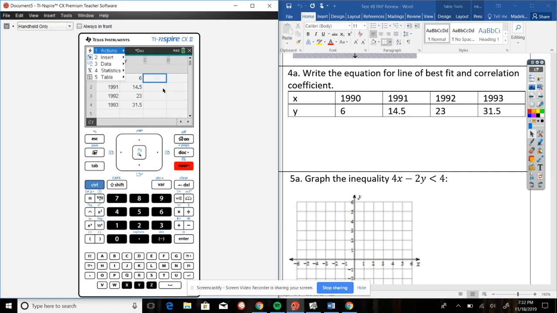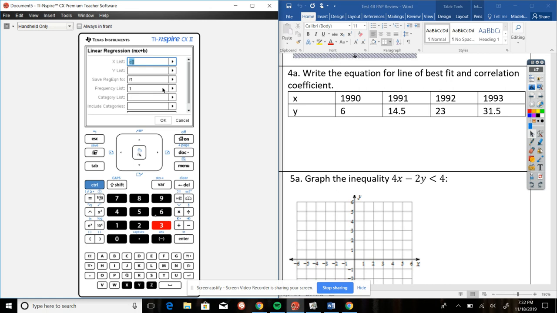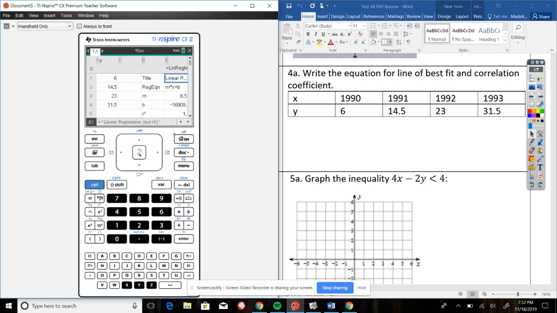And this is where we hit menu, 4 for statistics, 1 for stat calculations, 3 for linear regression. So menu 413. We put X in X list, Y in Y list, and then hit OK. So it should give us our M and our B value.